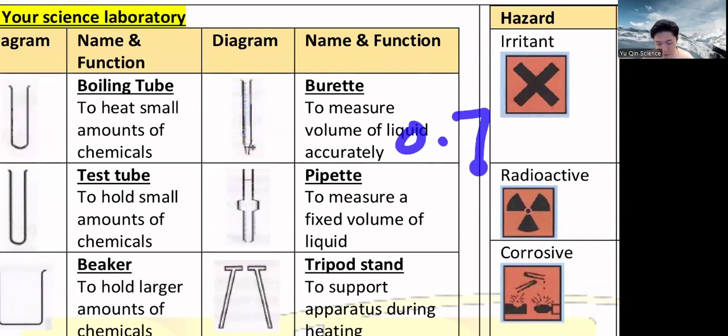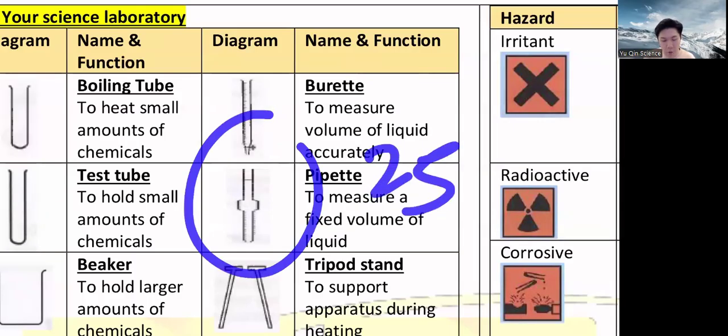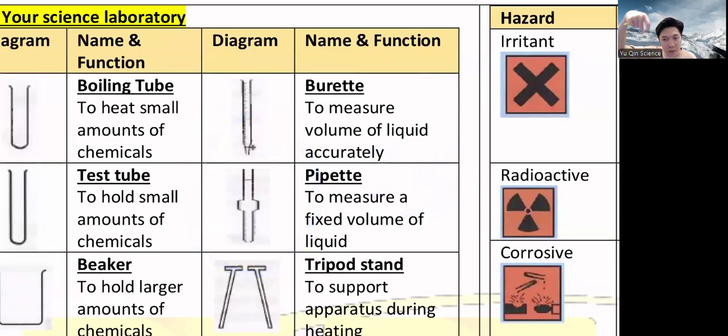Liquid you want to measure 0.7 is not easy. A pipette is a fixed volume, meaning if I want to measure, let's say, 25 ml, then you use the 25 ml pipette, just press and it will suck up 25 ml of water. Oh, I want to measure 50 ml? Then just use the 50 ml pipette and you press, it will suck up 50 ml of water. Fixed volume. You get it?